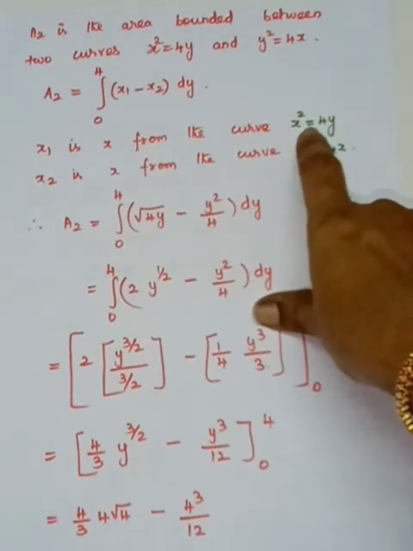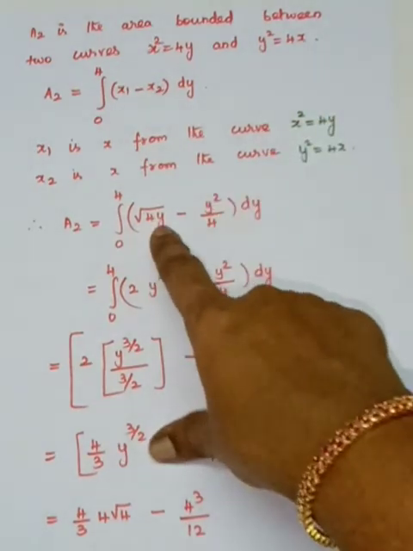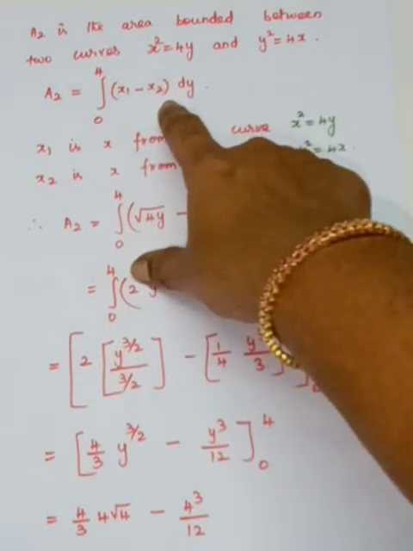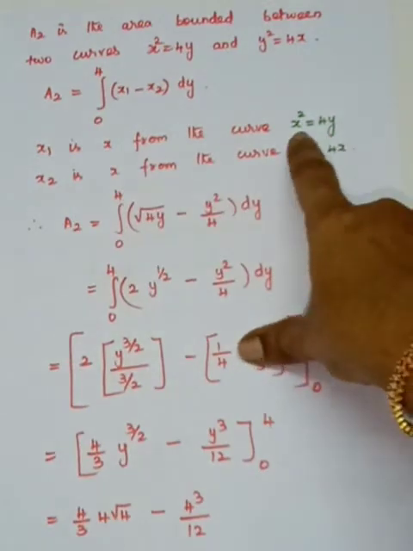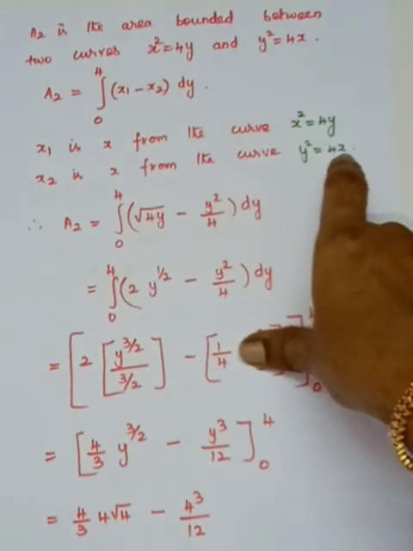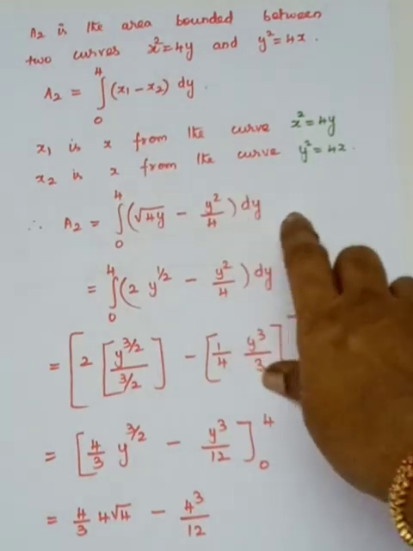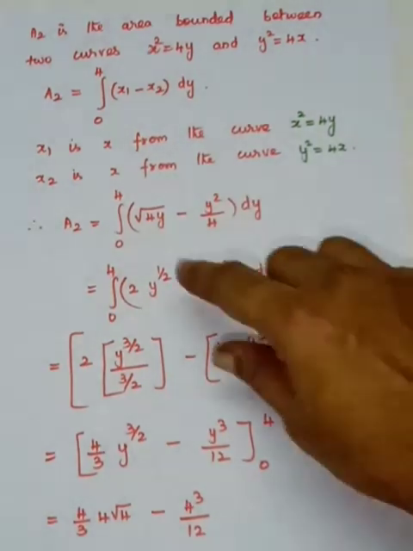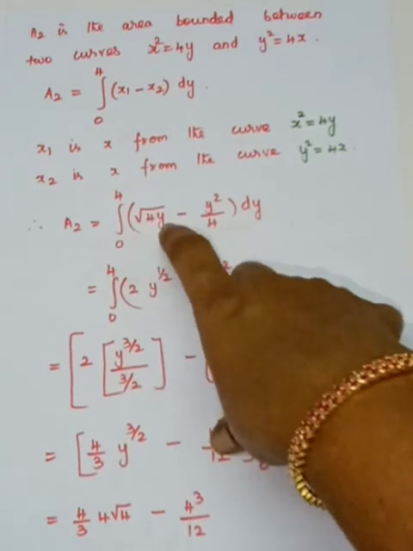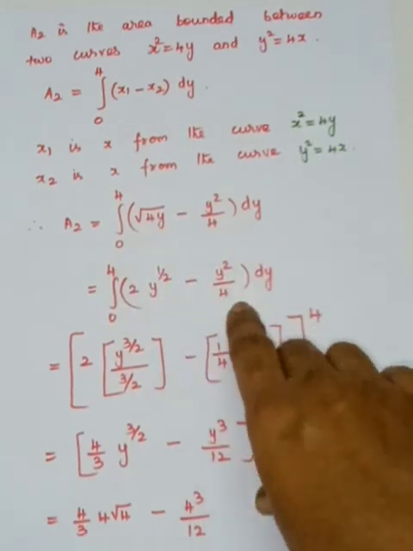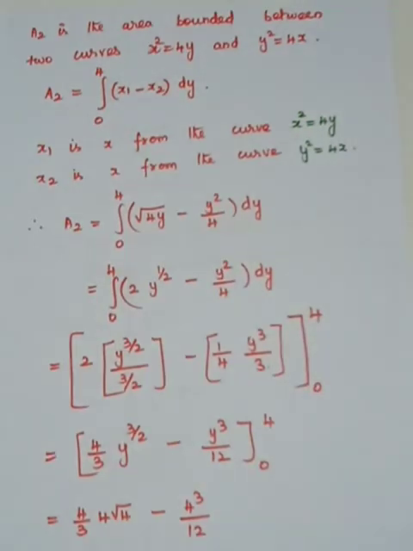From that, x is equal to square root of 4y. In between you have minus. So it is written, next x2. That x has to be taken from this curve. So here x is equal to this 4. When you take it to the next side, it is y squared by 4 into dy. What is square root of 4? It is 2. And square root of y can be written as y power 1 by 2, and minus y squared by 4 into dy.